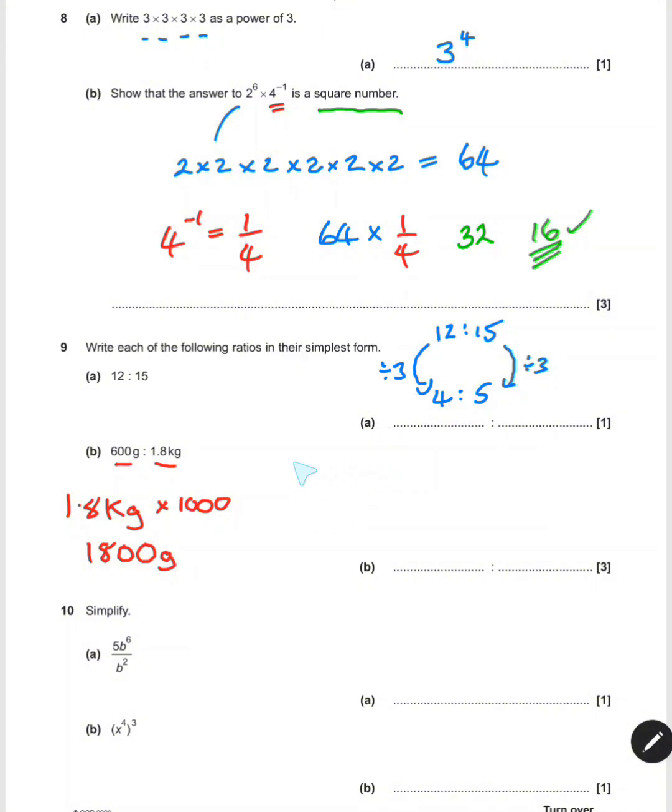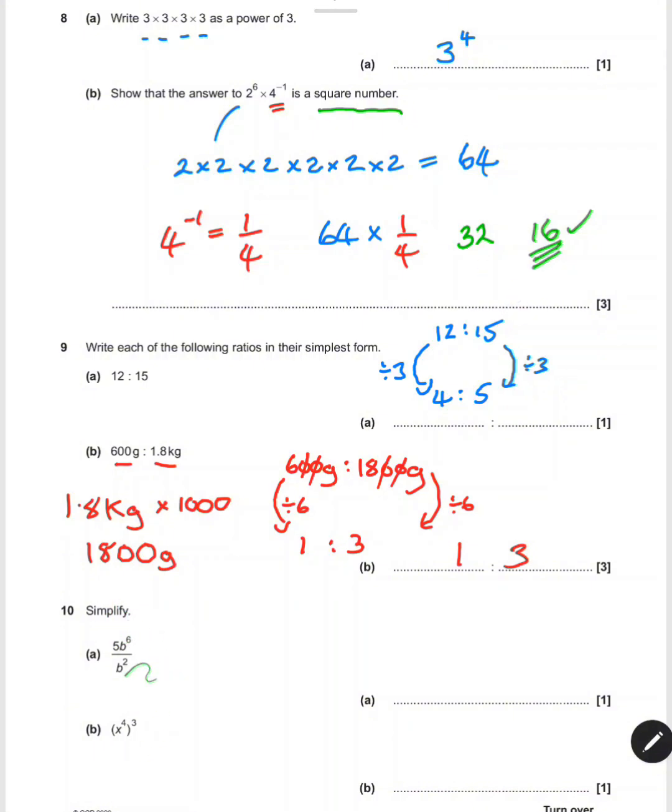So let's start with that ratio now. 600 grams to 1,800 grams. First thing we can do is swipe off both of these zeros. That's the same as dividing by 100. And I notice that 6 and 18 are both in the 6 times table. 6 divided by 6 is 1, and 18 divided by 6 is 3. So you've got 1 to 3 as your simplified ratio.